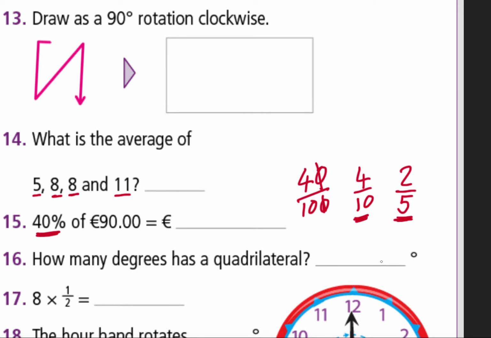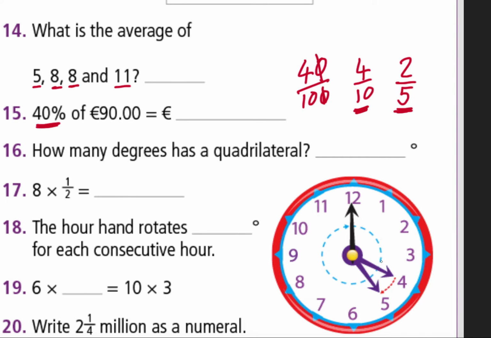Number 16 is asking us how many degrees a quadrilateral has. Now a quadrilateral is, well, one of the quadrilaterals, it has 4 sides. If you think about maybe a rectangle or a square, they're quadrilaterals, and in their cases, each angle in here is a right angle. It's 90 degrees. And if we add up 90, 90, 90, and 90, that will tell you how many degrees there are in a quadrilateral.